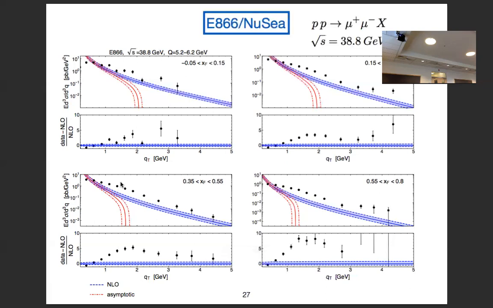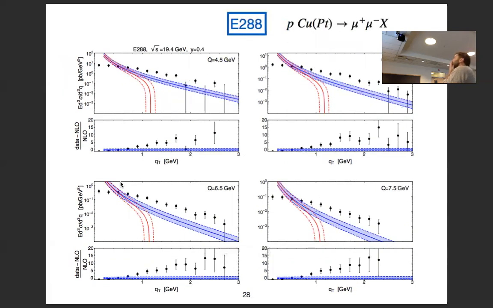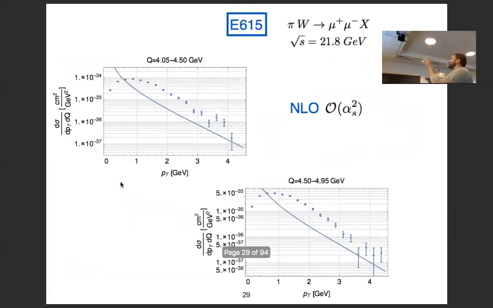Here you have still E866, and you have the ratio data minus theory over theory. Bad. Really bad. From here on, you should rely on fixed order, and fixed order is a factor of 7. Okay. E288, same story. I will skip because you have a lot of results that really look the same.